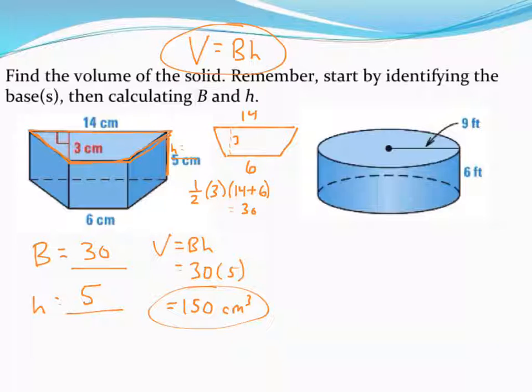Cylinder is going to be the same way. In fact, at this point, I'd recommend you just pause the video and try the cylinder piece on your own. The base is a circle, so to find B, use the formula for the area of a circle. But like I said, go ahead and pause the video. If you want to watch through, I'll just have my work pop up real quick. But pause the video, try this on your own, see if your answer checks out with my answer.